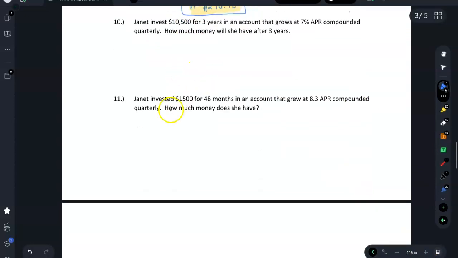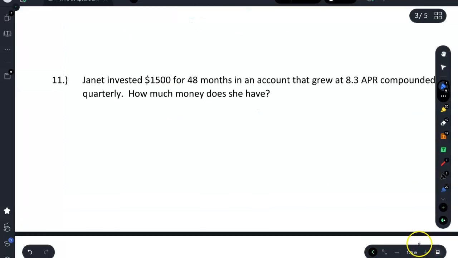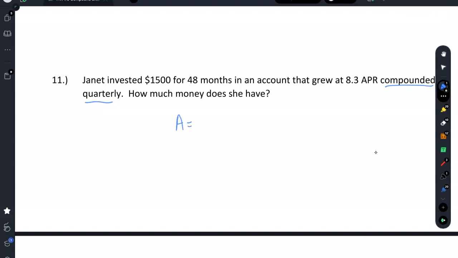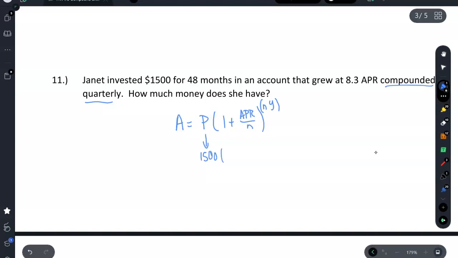So I'll leave number 10 for you. Number 11, I have Janet invest $1,500 for 48 months in an account that grew at 8.3 APR compounded quarterly. So as soon as I see that, I have A equals P times (1 plus APR over N) raised to the N times Y. I'll go ahead and put my parentheses. So 1,500 was her initial investment. The APR was 8.3, and that should have been percent. So 0.083, and I'll make sure I correct that on your homework examples, but 0.083.